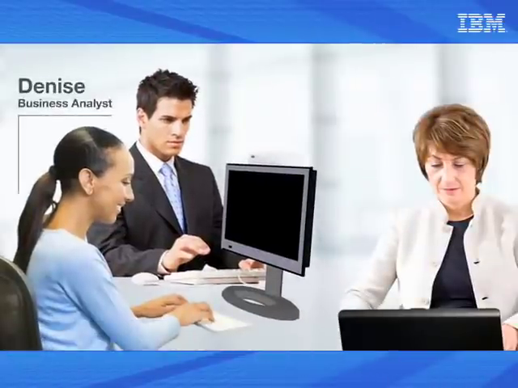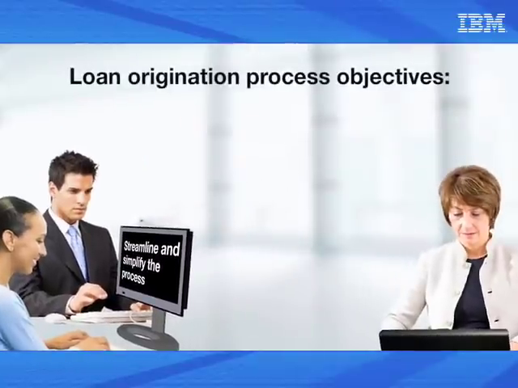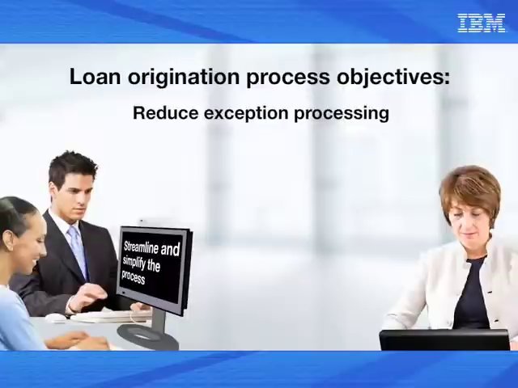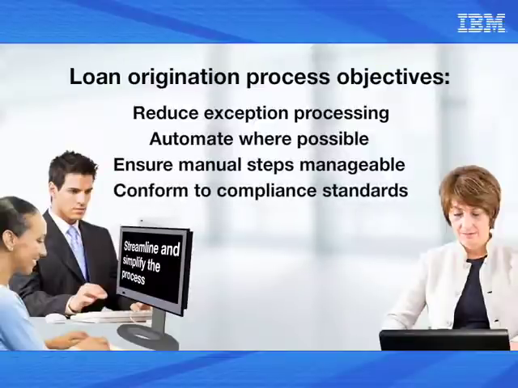Joan meets with business analyst Denise and IT manager Kevin to discuss how they might streamline and simplify the process. They agree on 4 business objectives: reduce redundancy and exception processing, automate as much of the process as possible, make the manual steps more manageable, and conform fully to compliance standards.